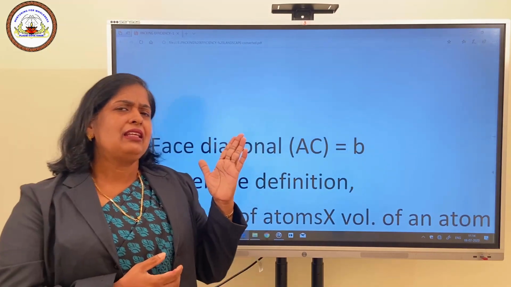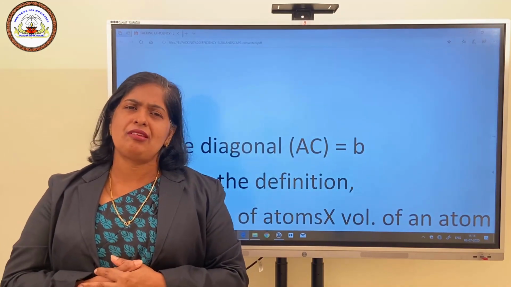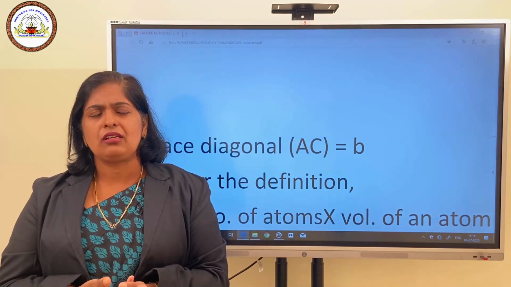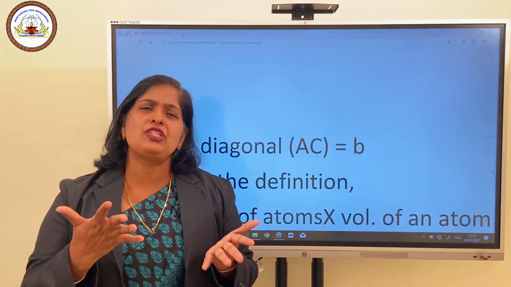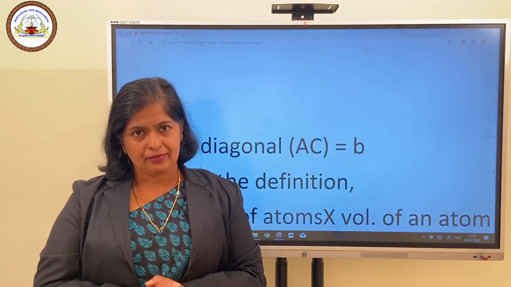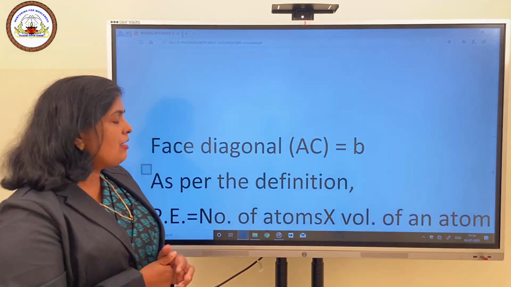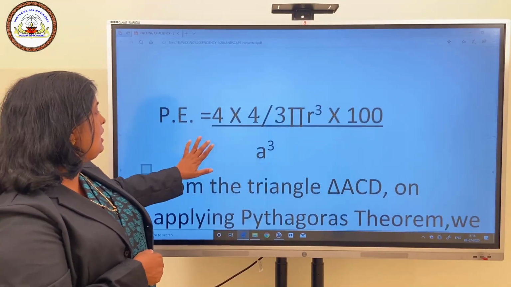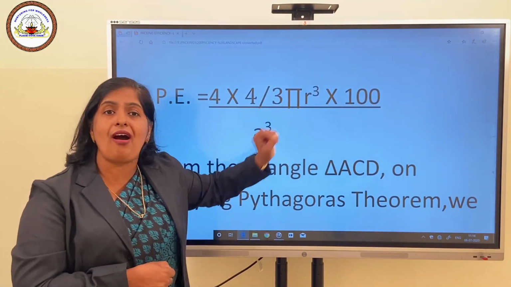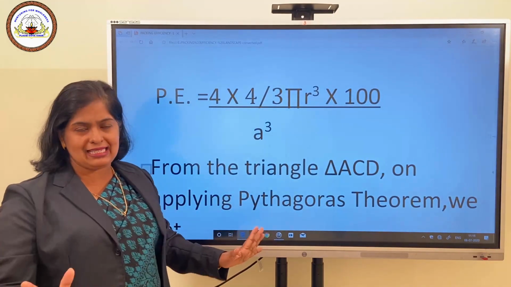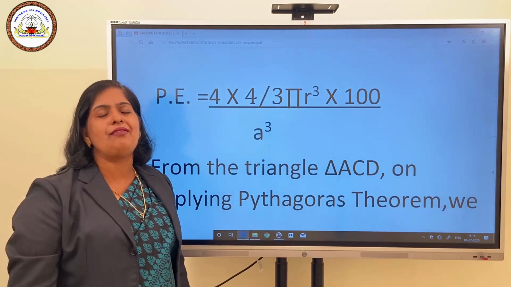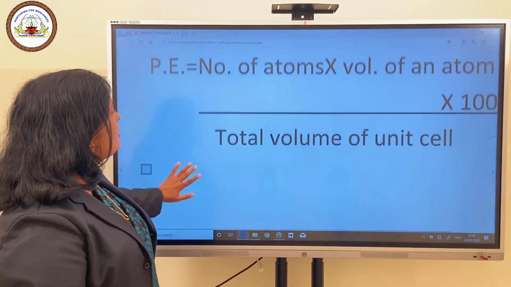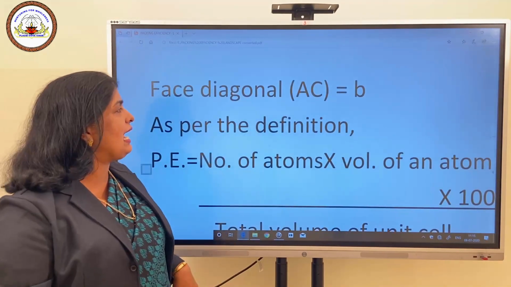We have seen the expression for packing efficiency is 4 into 4 by 3 pi r cube divided by a cube into 100. Here we are not getting a constant value as 74%. So here the problem is we need to convert a in terms of r. Then only we can cancel the common terms and we will arrive at a constant value. For that only they have taken the face diagonal AC as b.